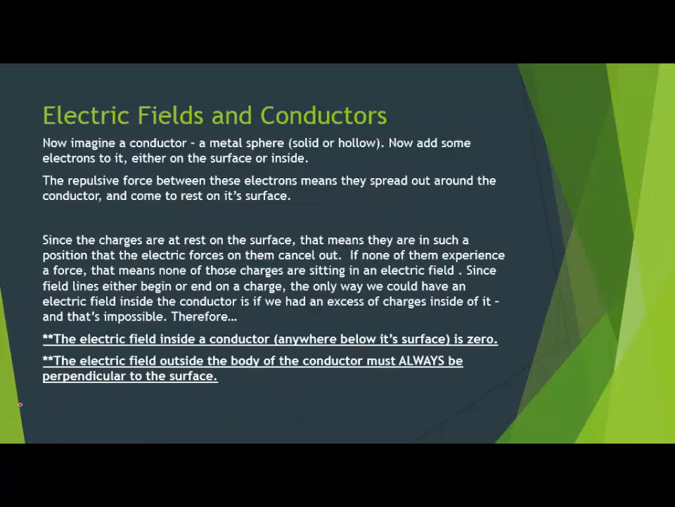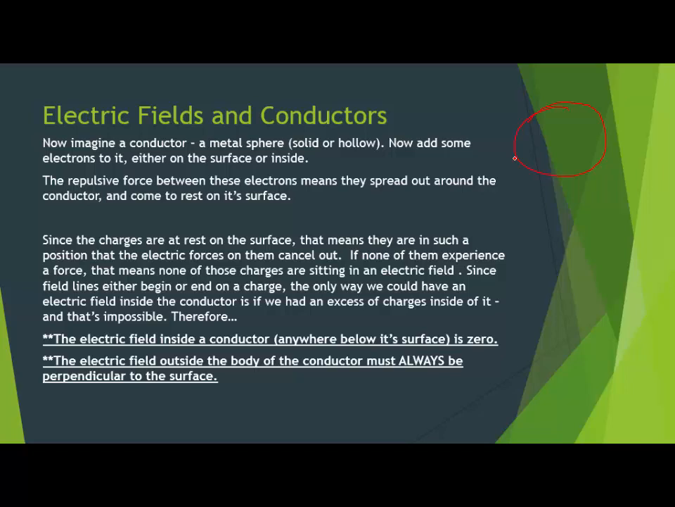All right, one little last thing, and then we're going to be done with talking about electric field for now. Electric fields and conductors. You can read through this beginning part, but if you have a sphere that is metal and it's hollow or solid, it doesn't really matter. If you were to add charges on this sphere, charges move really easily across the surface of a conductor, and all of those charges don't want to be close to one another if I put a whole bunch of positives on top of this thing.